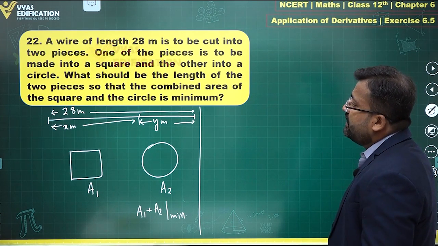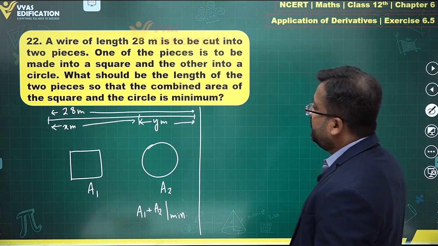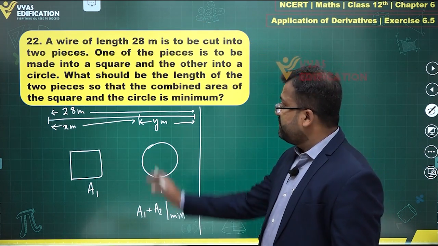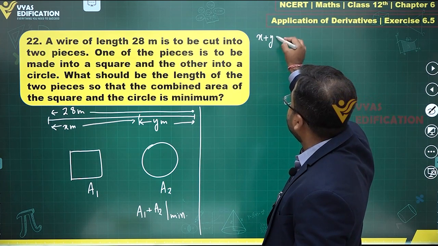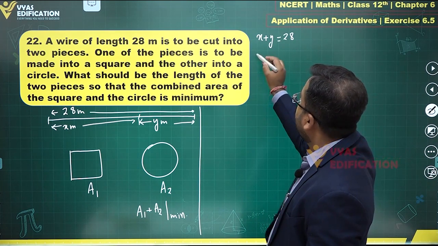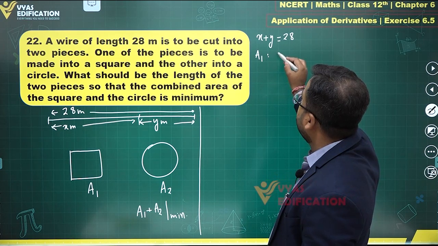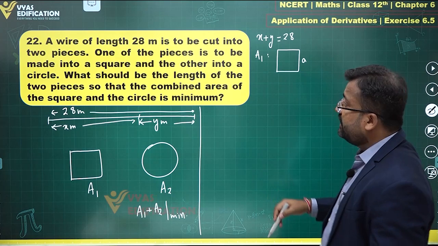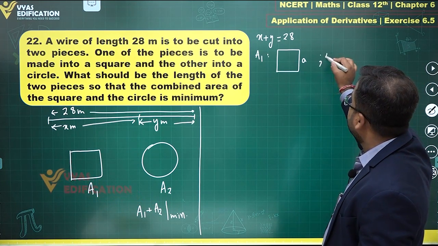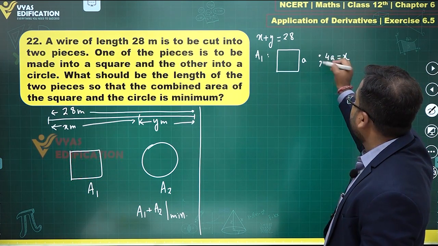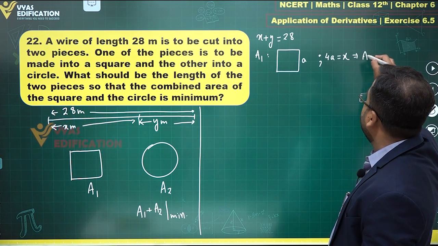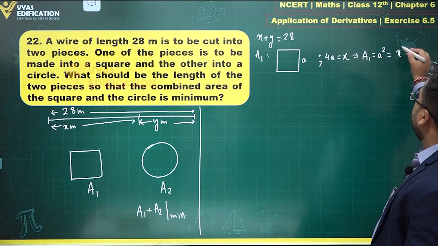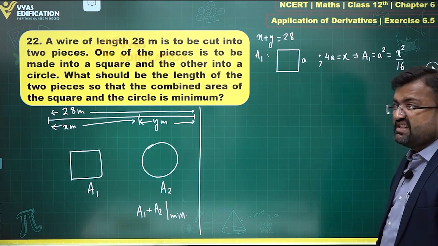So let's begin with this. x plus y is equal to 28, that's one of the conditions. What about A1? For finding A1, we are interested in this square, and if the side length is a, then 4a is equal to x. A1 will be equal to a square, which is equal to x by 4 whole square, which is x square by 16 actually. This is A1.